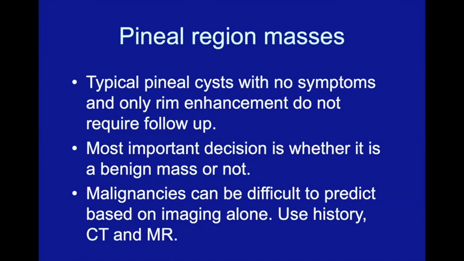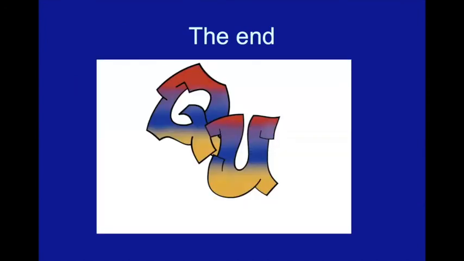The most important decision you have to make really is whether you think you're looking at a benign pineal mass or not. It's difficult with the malignancies to predict, and so you want to use the history and sometimes CT imaging to try to sort out the exact histology of the pineal region tumor. And that's all I have to say about that subject. I hope you find that useful in your practice. Again, be careful in calling atypical pineal cyst. Recognize that there's a lot of variation in the appearance, and I think you don't want to cause undue alarm in a patient or lead to unnecessary follow-up.